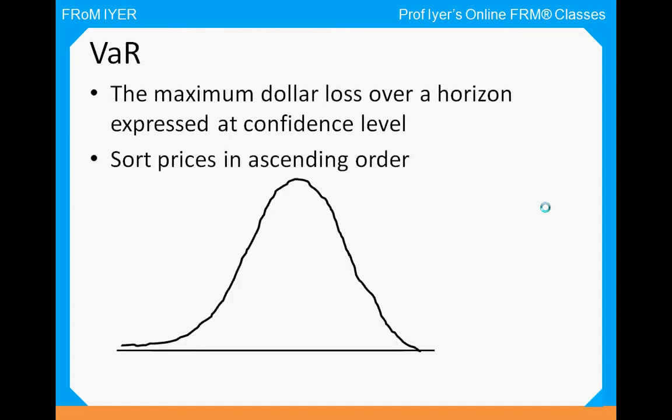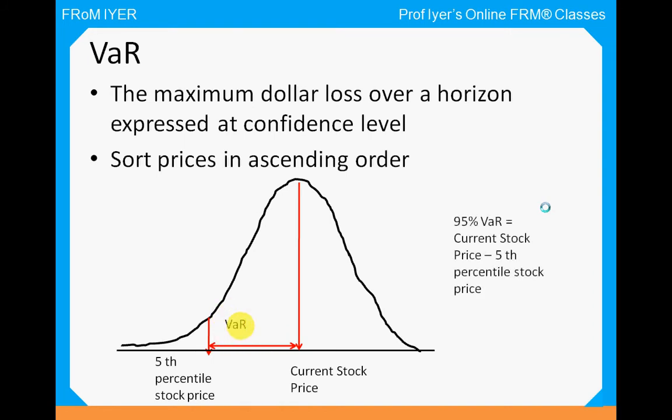Again, to re-emphasize in a diagram, if this is the current stock price and this the 5th percentile stock price, the difference between them is the value at risk. The current stock price minus the 5th percentile stock price.